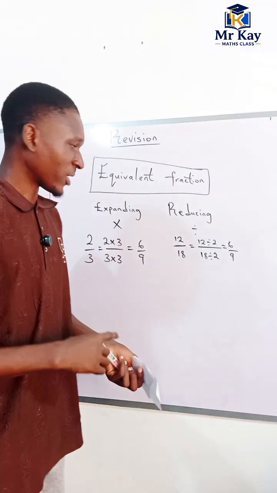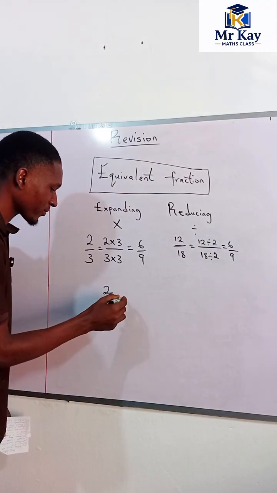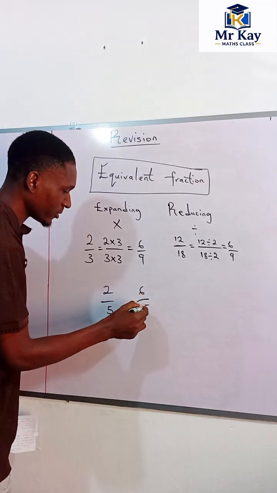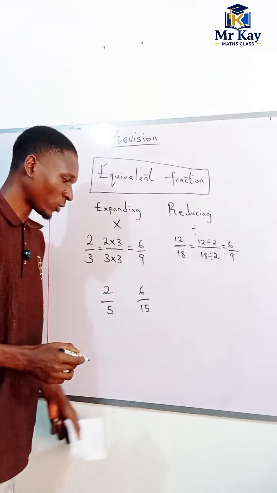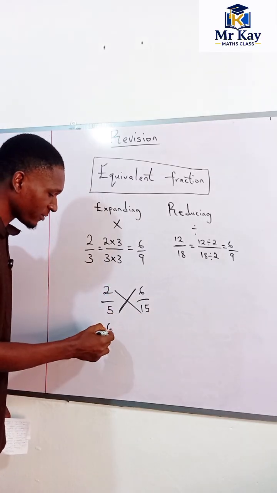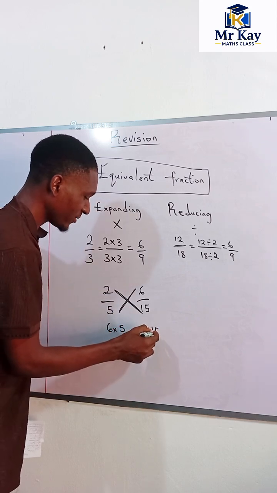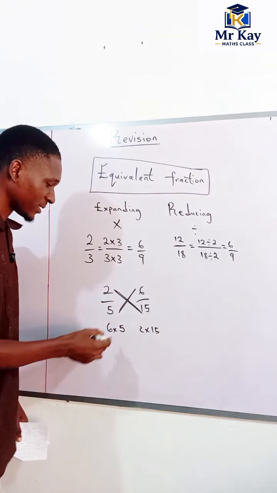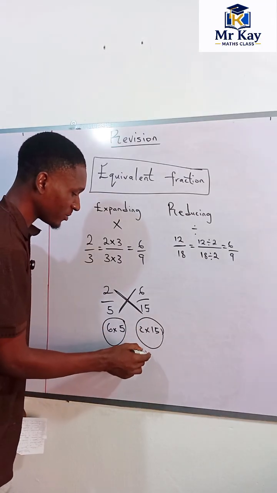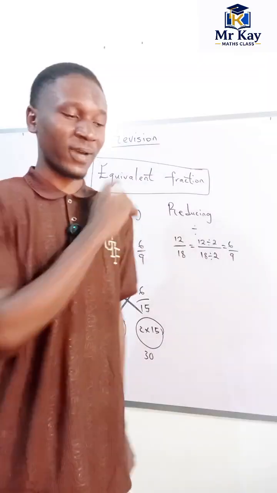And I told you how to check if fractions are the same. If you have 2 out of 5 and, let me say, 6 out of 15, and you want to check if they are equivalent, what do you do? You cross multiply. That is, you do 6 times 5 and you do 2 times 15. If the answers are the same, that means they are equivalent. 6 times 5 is 30. 2 times 15 is also 30. That means they are equivalent. But if the answers are not the same, that means they are not equivalent.